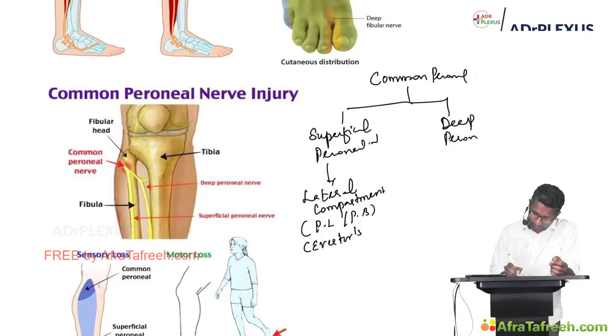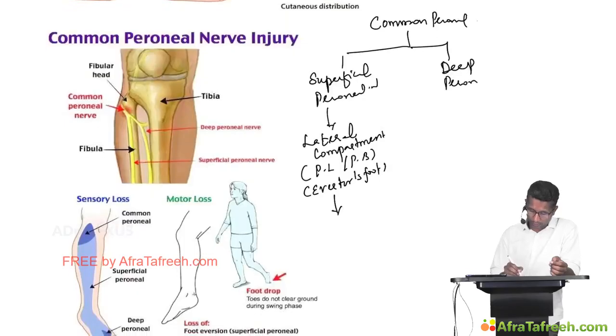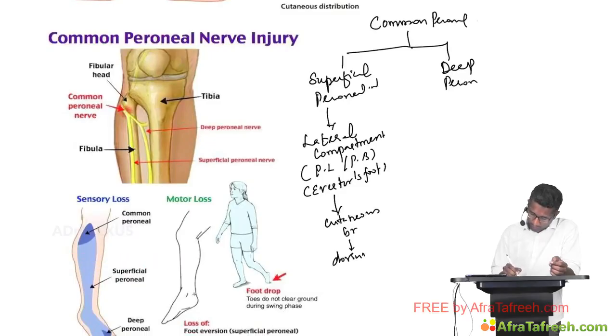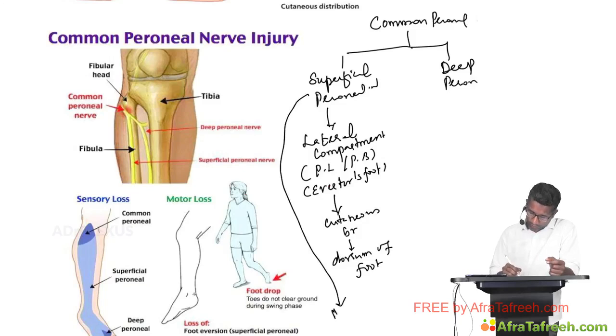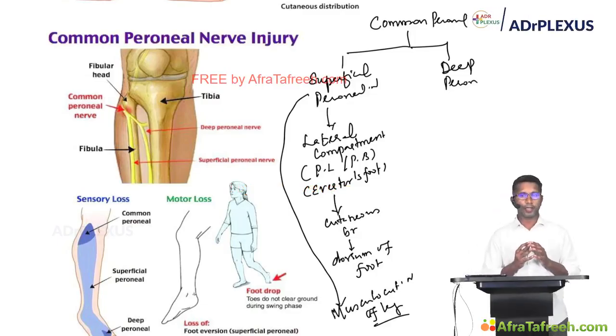And this superficial peroneal nerve continues as the cutaneous branch, and supplies the dorsum of the foot. So this superficial peroneal nerve is called the musculocutaneous nerve of the leg. Superficial peroneal nerve is also called what? The superficial peroneal nerve is also called the musculocutaneous nerve of the leg.